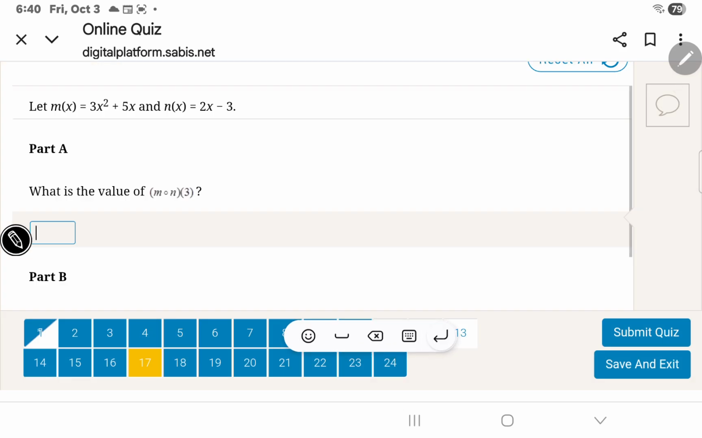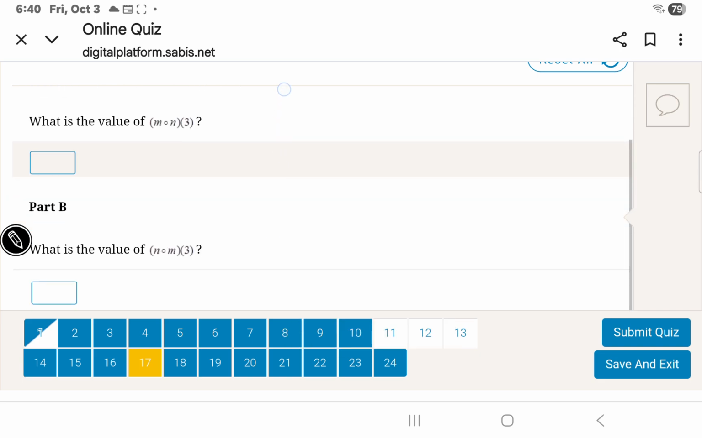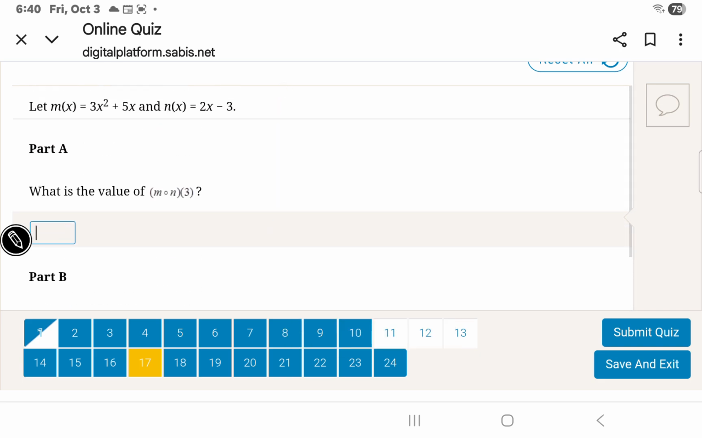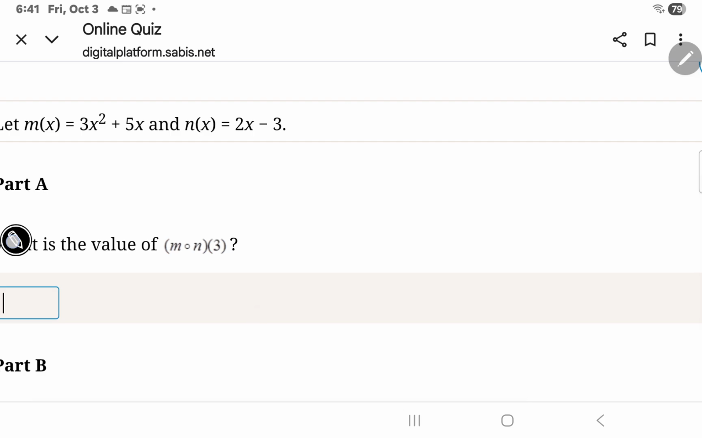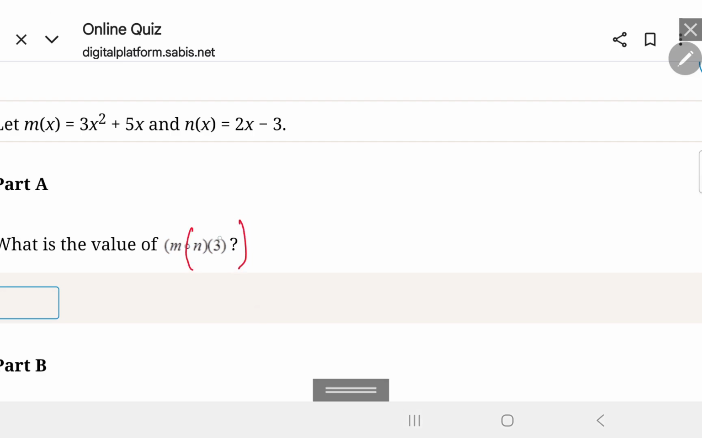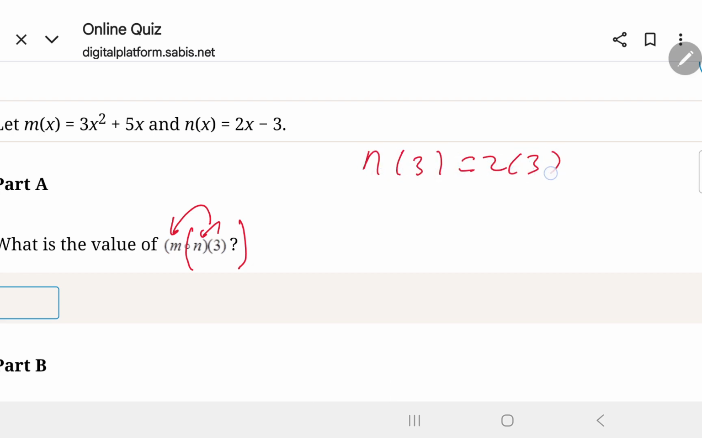Number 17. Here you have to find m circle n of 3, and then n circle m. So let's do it. As we said before, instead of the circle, we put a bracket. Then we plug 3 in n, find the answer, then plug the answer in m. Super easy. So n of 3 is 2 times 3 minus 3. And this is 3. Then you plug it in the other function.